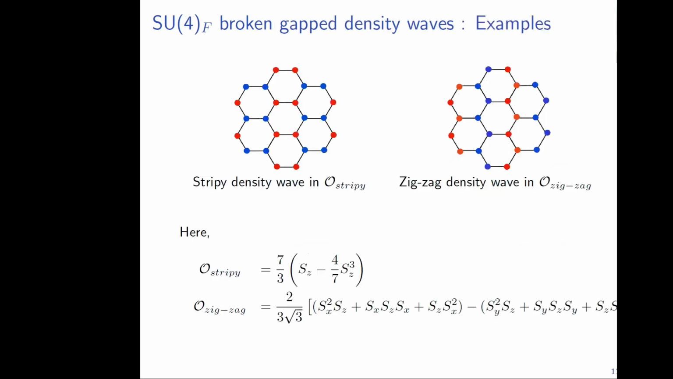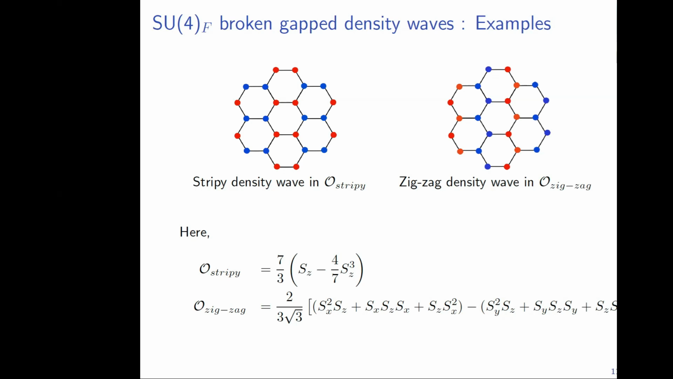But then moving on to the non-topological phases, I have density waves, and I showed that density waves are of two kinds. One is gapped, one is gapless. Among the gapped ones, there are many kinds of density waves. Two of the examples are these stripy density waves, where you have stripes of red and blue, which represent opposite charges. And you can also have zigzag density waves.